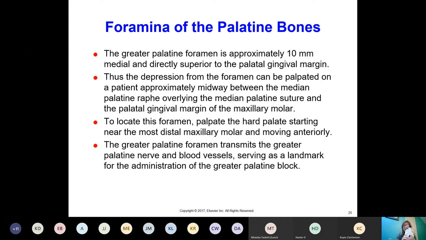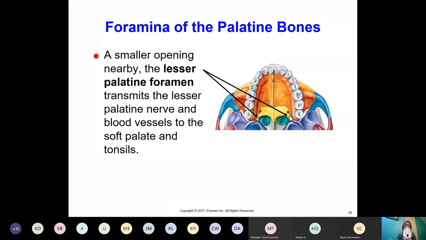The greater palatine foramen transmits the greater palatine nerve and blood vessels, serving as a landmark for the administration of the greater palatine block. So when you're trying to numb that, that's going to be your landmark. A smaller opening nearby, the lesser palatine foramen, transmits the lesser palatine nerve and blood vessels to the soft palate and tonsils. So you have to go pretty far back.